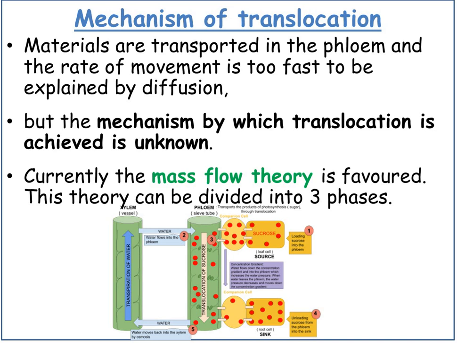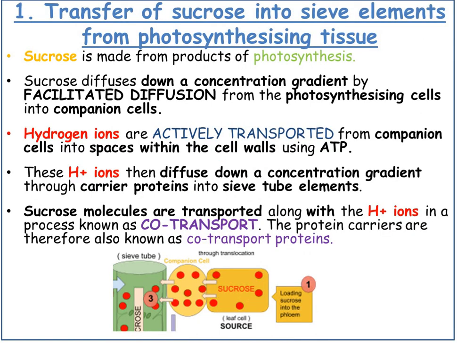So materials are transported in the phloem, and the rate of movement is too fast to be explained by diffusion. But the mechanism by which translocation is achieved is currently unknown. So at the moment we have a hypothesis to explain it, but we don't actually know that this is definitely the way it happens. But the hypothesis we use at the moment is called the mass flow theory. And this theory can be divided into 3 phases.